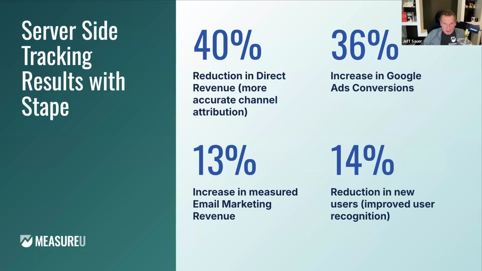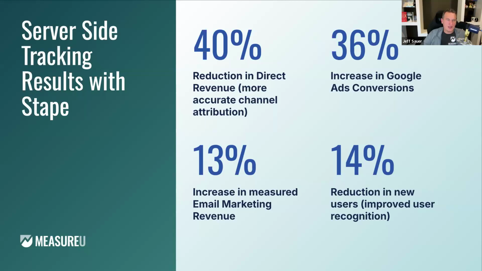And then Stape's own website says 40% reduction in direct revenue, 30% increase in Google Ads conversion. So it's not just Meta ads, even though I've mentioned that a lot. Your Google Ads conversion match is going to go up. Email marketing revenue, maybe you never even thought about server side being able to recuperate email marketing revenue attribution. But yes, it works on everything because it's giving you your data back. It's reducing direct. Direct traffic essentially means we don't know where it came from or it wasn't tagged with UTM codes or tagged properly.